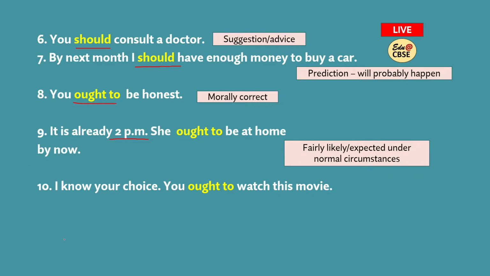Now, the 10th sentence. I know your choice. You ought to watch this movie. Now again, why are we using ought to here? It is again a recommendation or advice. We can use should here. I know your choice, you should watch this movie. It is also not going to be wrong.